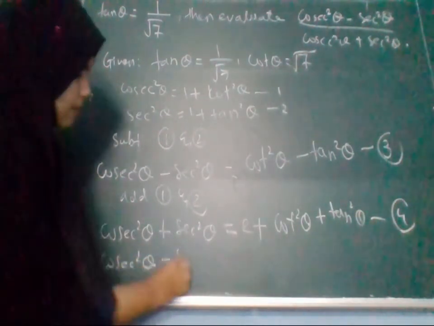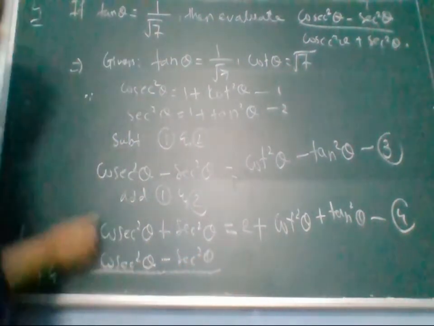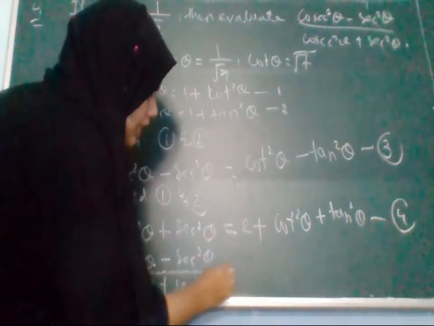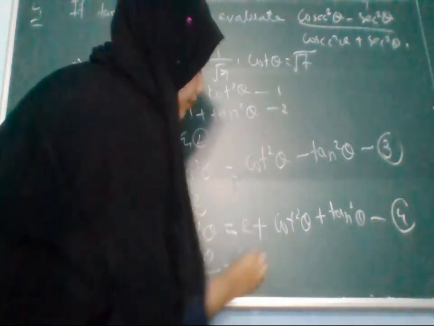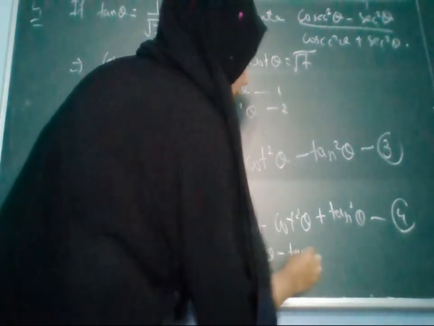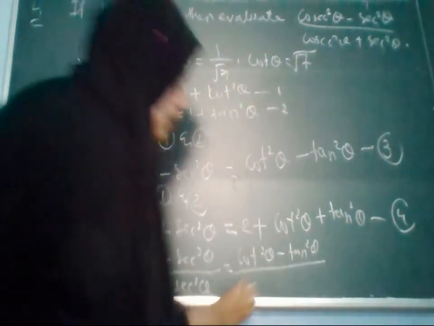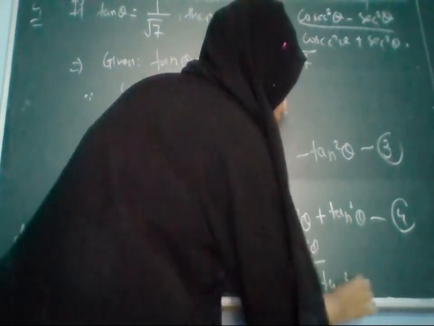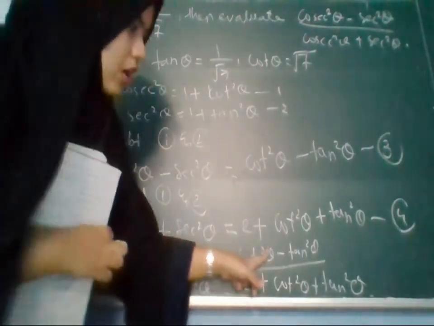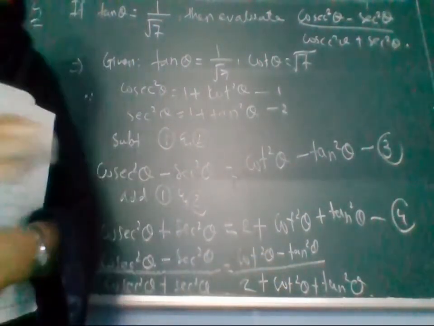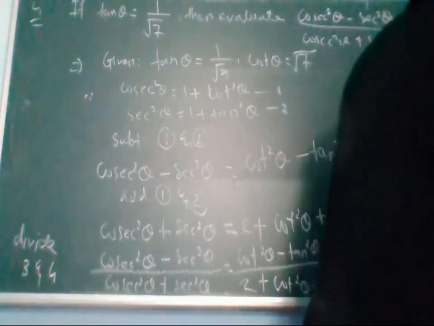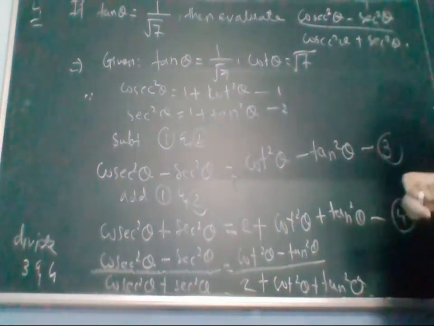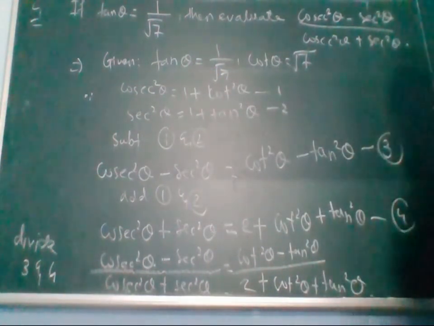Cosec square theta minus sec square theta divided by cosec square theta plus sec square theta. And in RHS, you will get cot square theta minus tan square theta divided by 2 plus cot square theta plus tan square theta. Now we have the value of cot and the value of tan, so we will substitute into this. So what is the value of tan? 1 upon root 7, and the value of cot is root 7 only, right? So we will substitute in this.